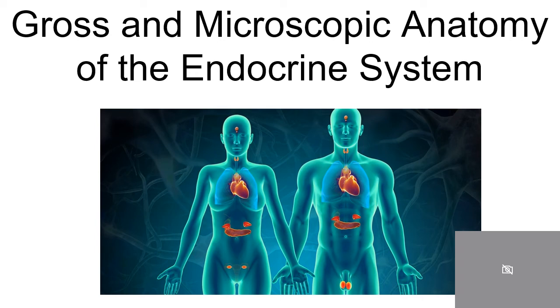Our first lab examines the macroscopic and microscopic anatomy of the endocrine system. You may recall from AMP1 that this organ system is responsible for homeostasis. Unlike the nervous system, however, the endocrine system response times are relatively slow, but the effects are longer lasting.